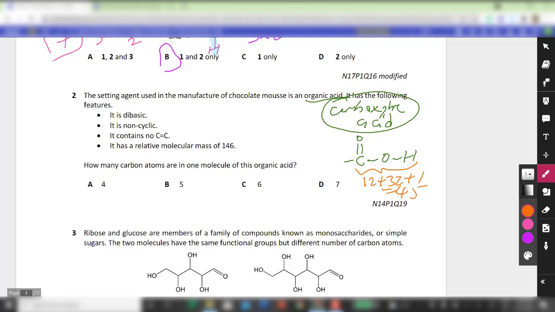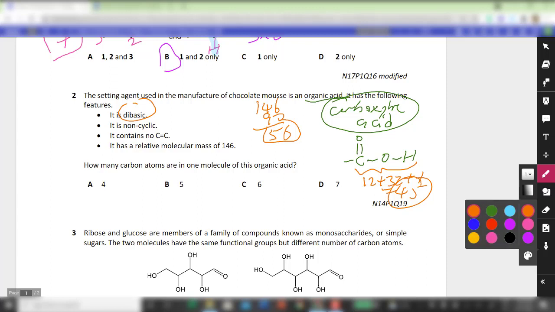And because it's dibasic over here, you would expect 2 units of 45, that's 90. So I will take 146 minus 90, so I'm going to get 56. So that means that the remaining carbon and hydrogen combined together will have a total Mr of 56. There are several ways you can go about doing this. I think first you were told that it's non-cyclic, so therefore it's straight chain.